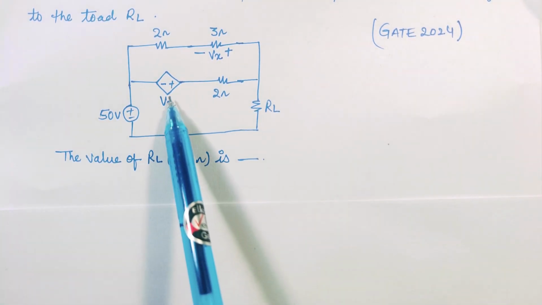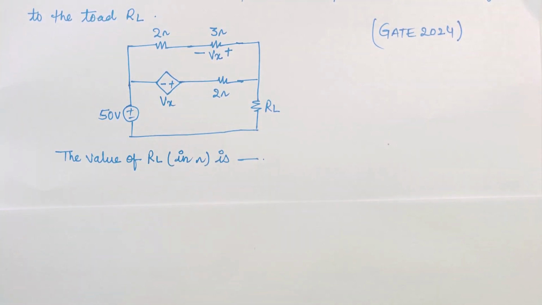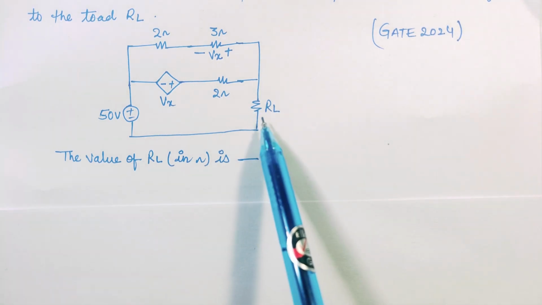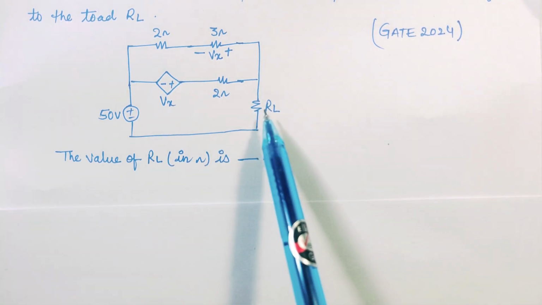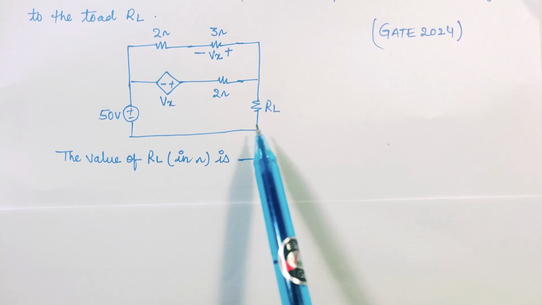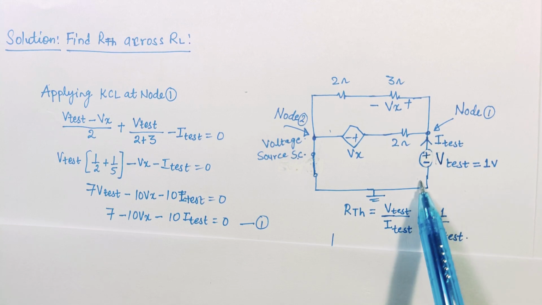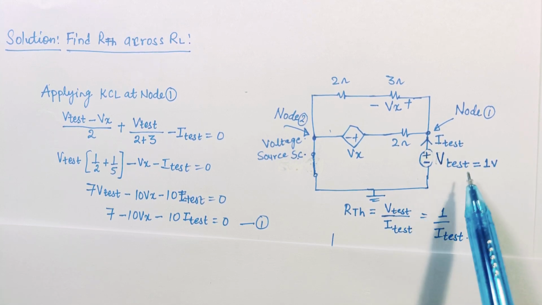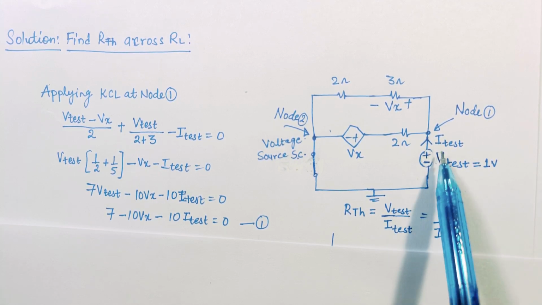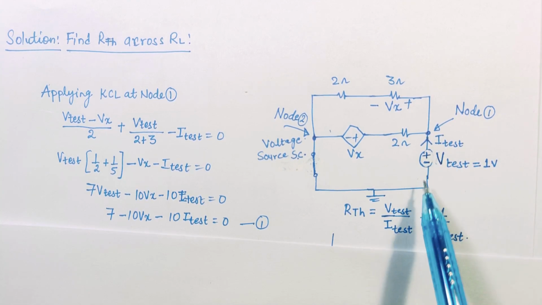Here we can see a dependent voltage source is connected, so we will apply the test method, which means a test voltage source will be connected here and an I test current will flow from this V test voltage source. RTH will be equal to V test upon I test. We have applied the V test voltage source across RL, and RL is removed from the circuit, and we assume that I test current flows from this V test voltage source.